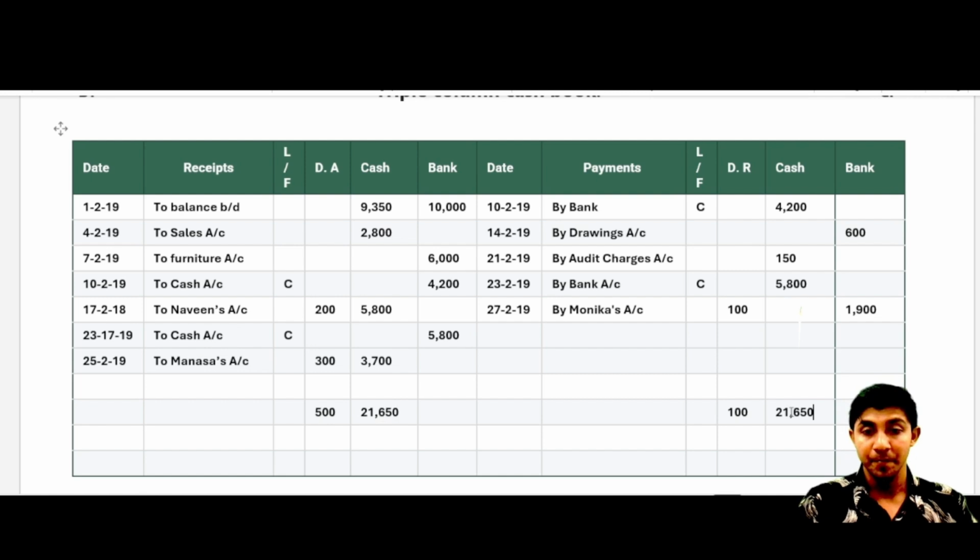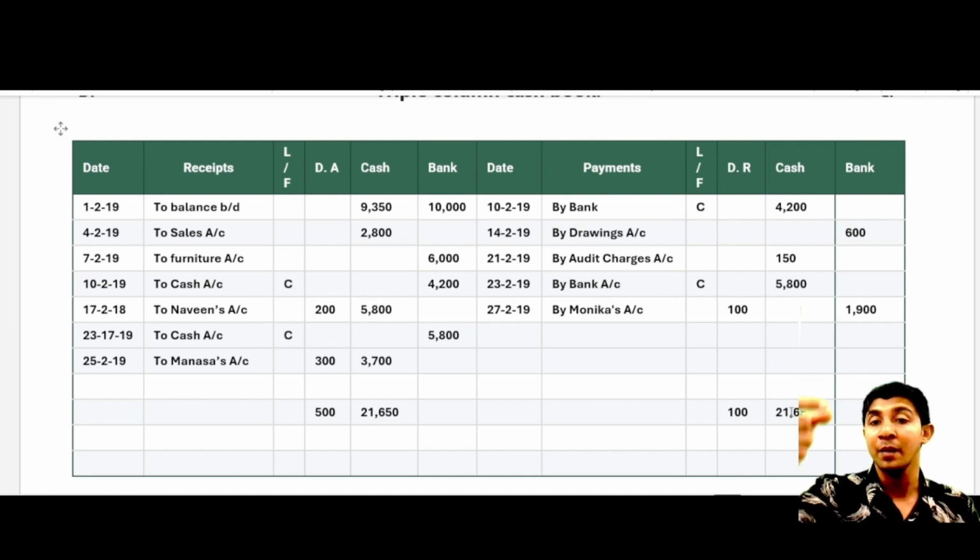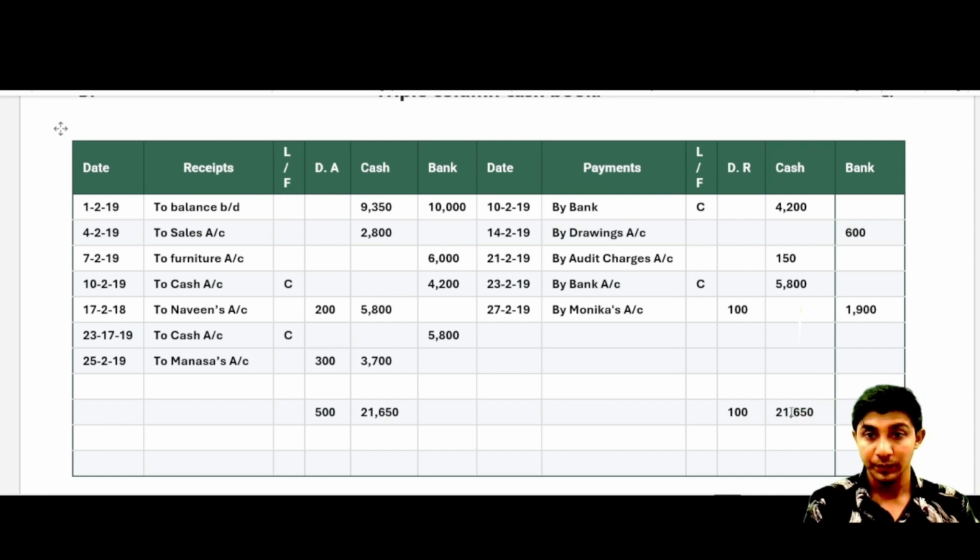21650. Now what we have to do, from this 21650 we need to subtract the amounts of credit, that is 4200 minus 150 minus 5800. The answer is 11500. 11500 is the answer of cash.